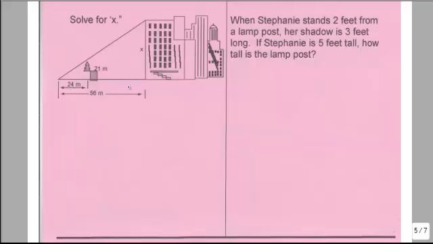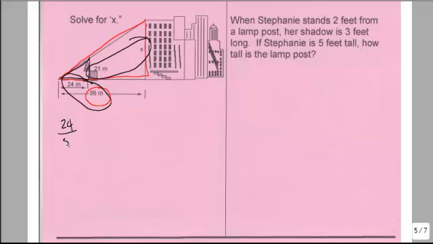Okay, for this picture, they want you to solve for x. So we have this little triangle right here. That is 21 on the right and 24 on the left. And then we have the bigger triangle. That's 56 on the bottom and x on the right. You have to set up your proportions. The bottoms will go together and the rights will go together.